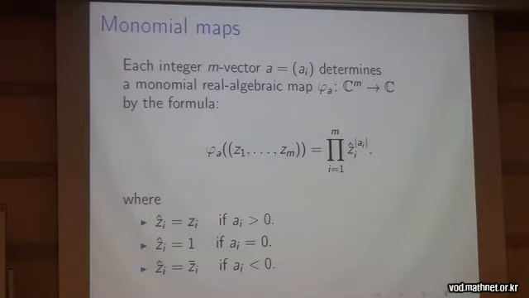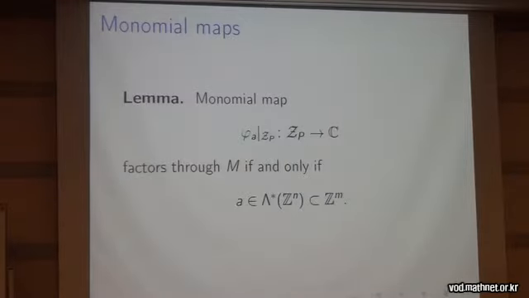This is a simple object, and the first obvious lemma is that the monomial map restricted to our moment angle manifold factors through a quasitoric manifold if and only if A is a linear combination of rows of lambda. And you already know what we are going to perform now. We'll take lots of monomial maps of this kind and show that somehow they distinguish points of ZP.